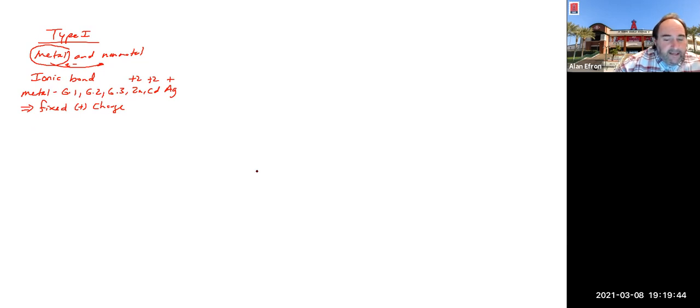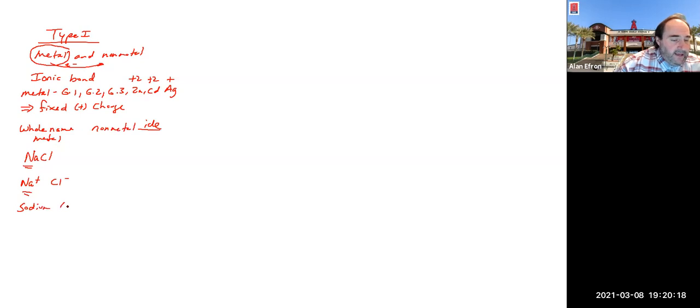And when we name these, again, pretty straightforward. We use the whole name of the metal. And remember that our non-metal gets the IDE treatment at the end. So something like sodium chloride, for example, NaCl. Na is group 1, which means the cation is Na+, Cl-. Because of that Na+, we know the whole name of the metal, and the non-metal gets the IDE name at the end of it.